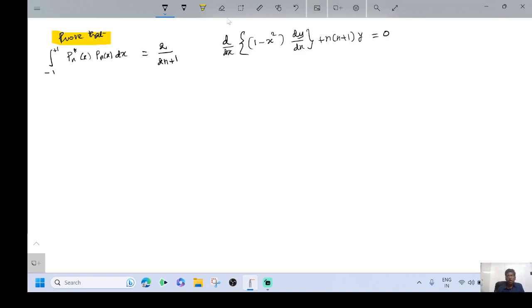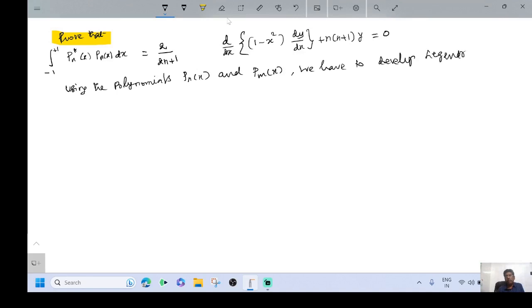Using the polynomials Pn of x and Pm of x, we have to develop Legendre equations.